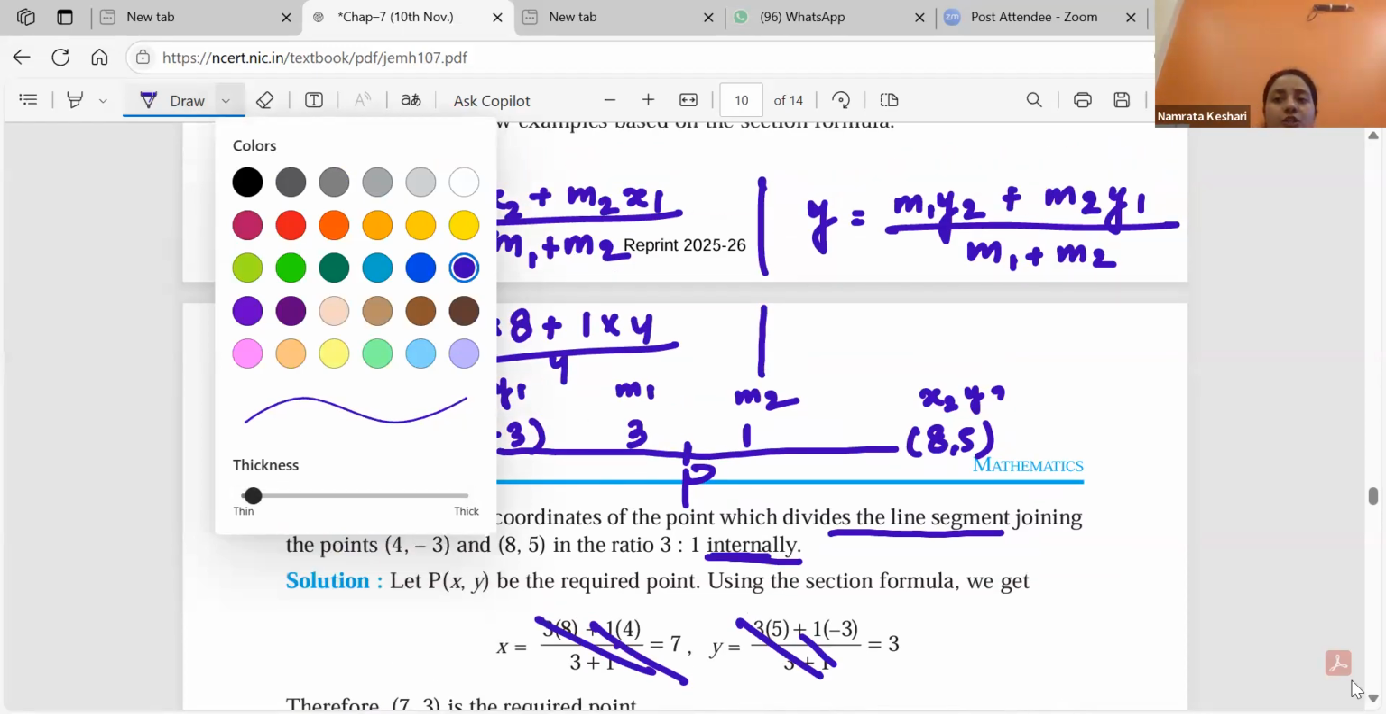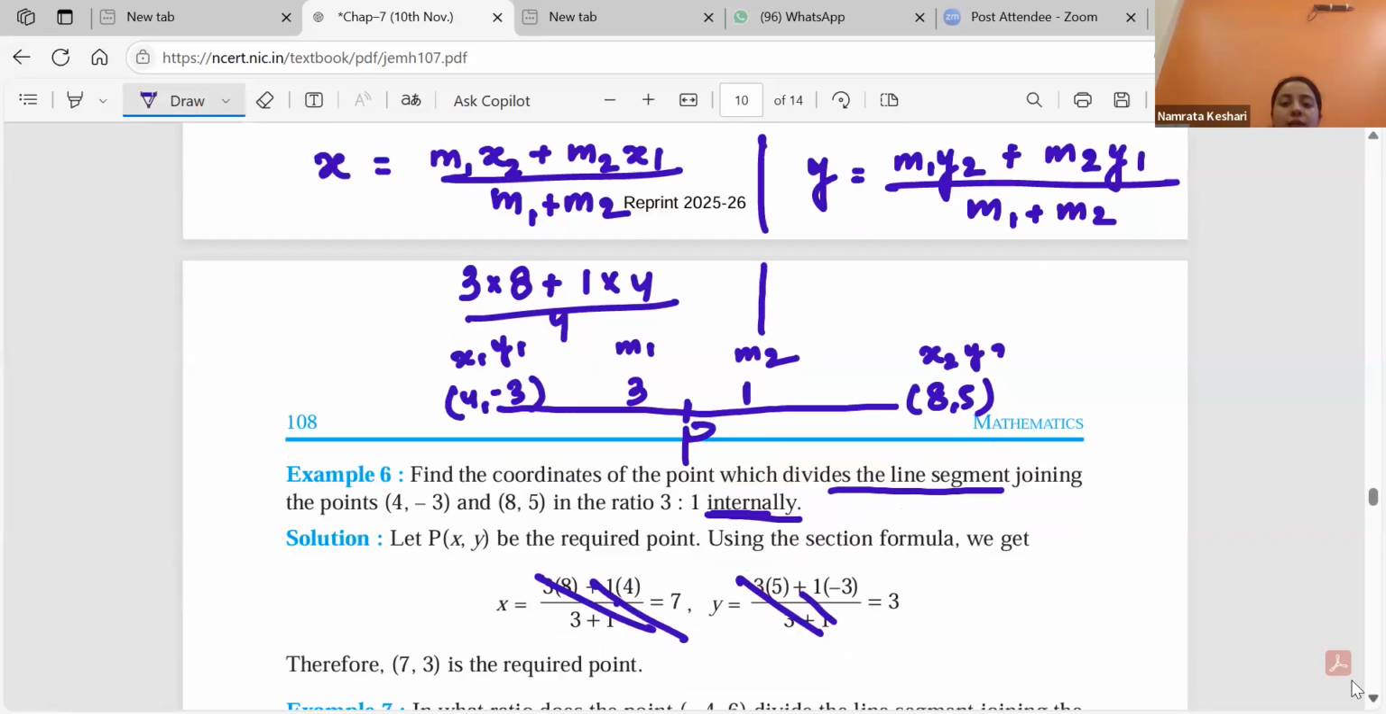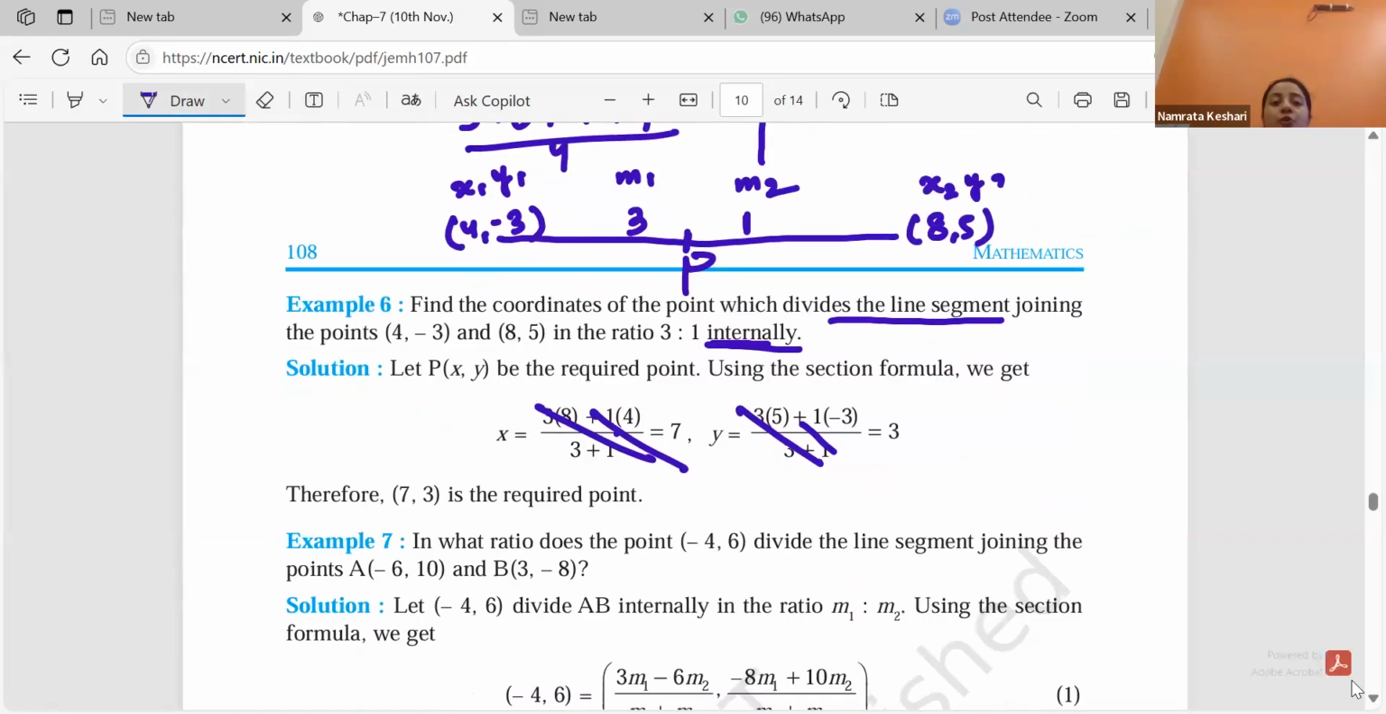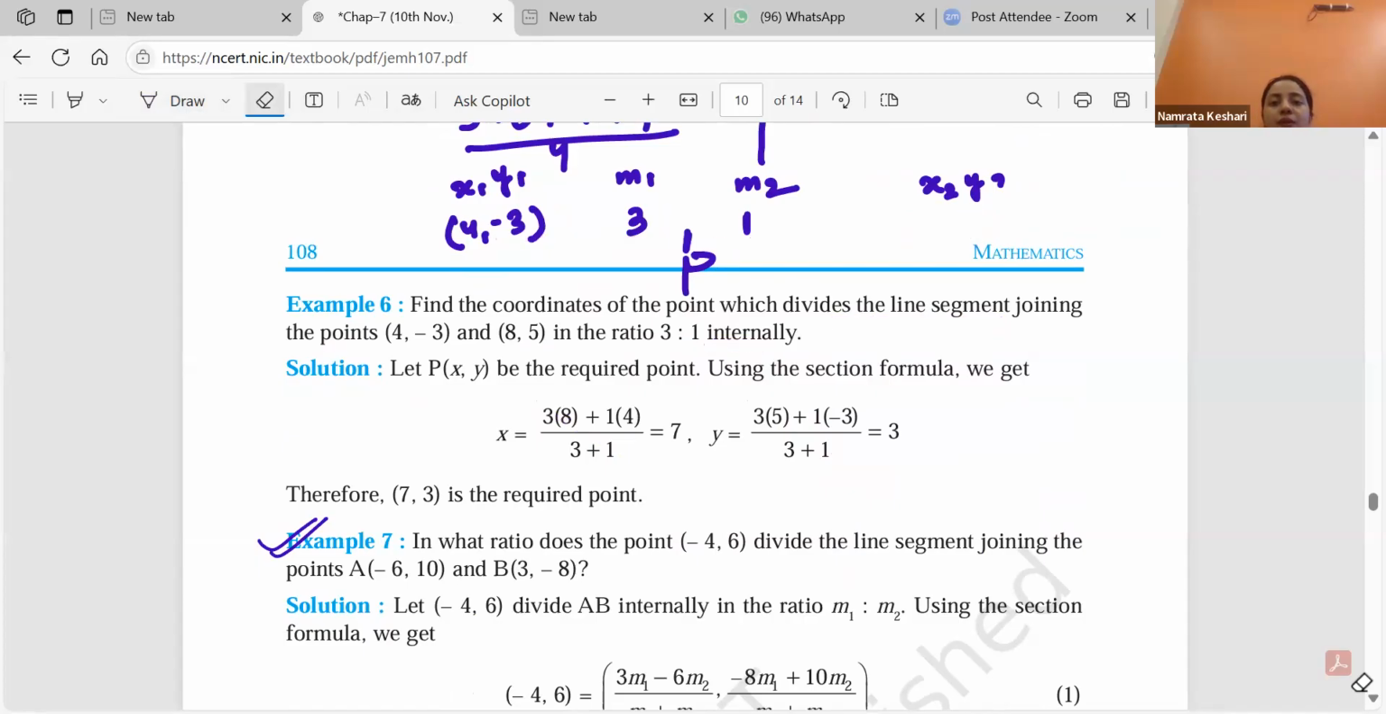The first type of question you have already seen. The next type of question I will show you, where you have to find the ratio. Question example number 7. Two questions like this we will be doing, and then we will be done with the next type of question also. So yeah, let's see it.